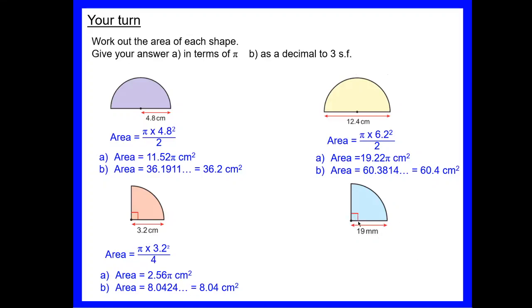Okay then, our last one of these, and we've got another quarter of a circle. So again, we can see the 90 degrees here. So we're going to do pi times 19 squared divided by 4 this time. And if we put that into our calculator, in terms of pi, we get 90.25 pi. And as a decimal, 283.5287, which to 3 significant figures, so 1, 2, 3 this time, the 5 changes the 3 to a 4. We get 284 millimeters squared.